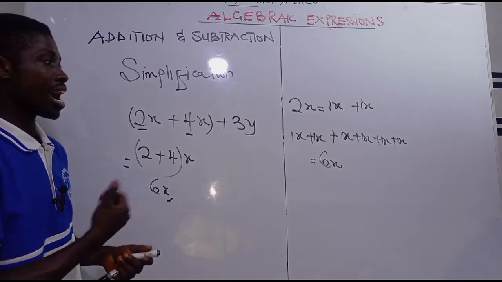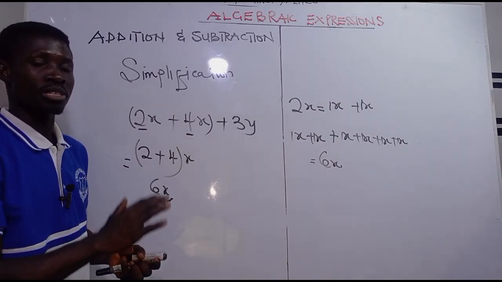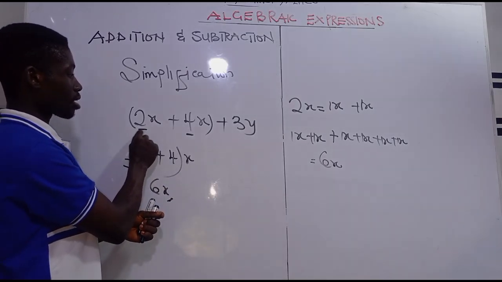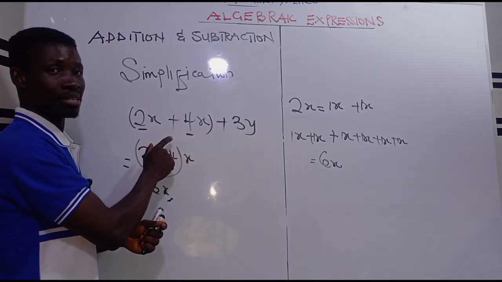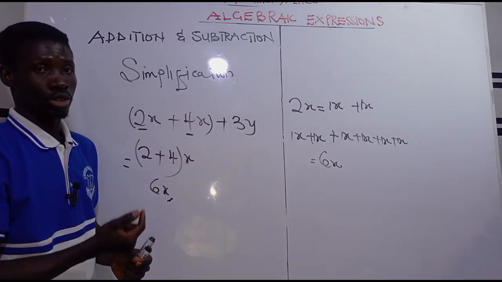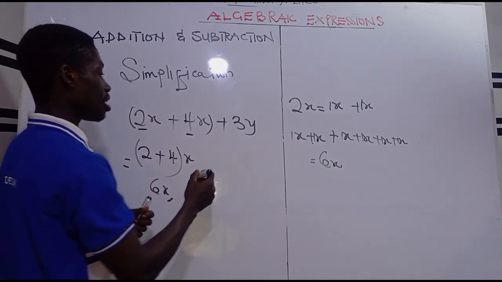So whenever you are being asked to add or subtract algebraic expressions together, you first group the like terms and then you pick the coefficient of the like terms, you add them together and then you attach the variable to it.